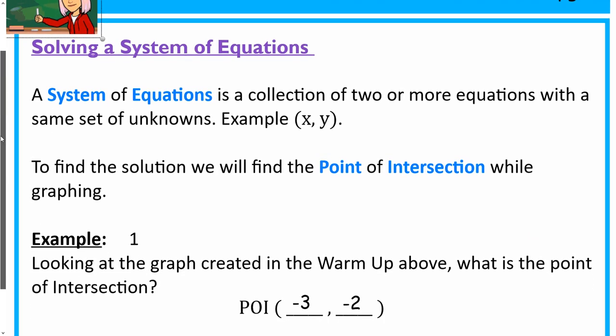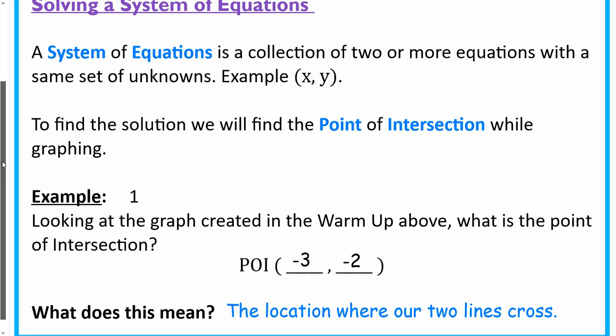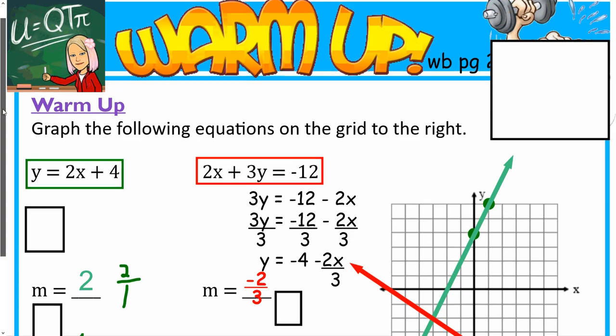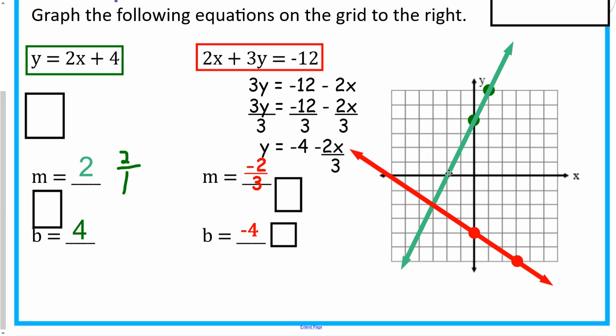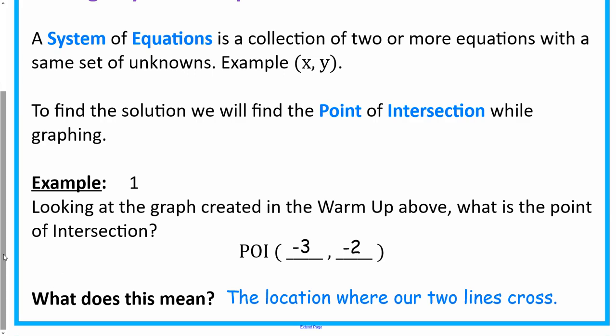A system of equations is a collection of two or more equations with a same set of unknowns, for example x, y. To find the solution, we will find the point of intersection while graphing. For that last example that we just did, the point of intersection is going to be that point where they cross, and it is negative 3, negative 2. You can check: 1, 2, 3 to the left and then down 2. So negative 3, negative 2 would be the point of intersection. What does it mean? It's the location where the two lines cross.